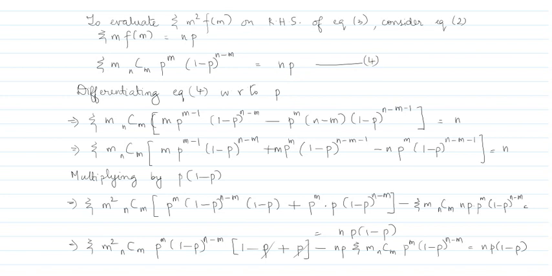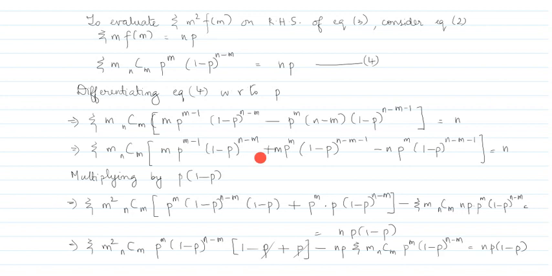Now you differentiate equation 4 with respect to p. We are just following the same steps that we used to find the mean value m bar. So you differentiate this equation with respect to p, and it turns out like this: m times ncm remains as such. Then you take this as a constant and differentiate this, you get this term, and then you take this as a constant and differentiate this, you get the second term, and on your right hand side you just get n.